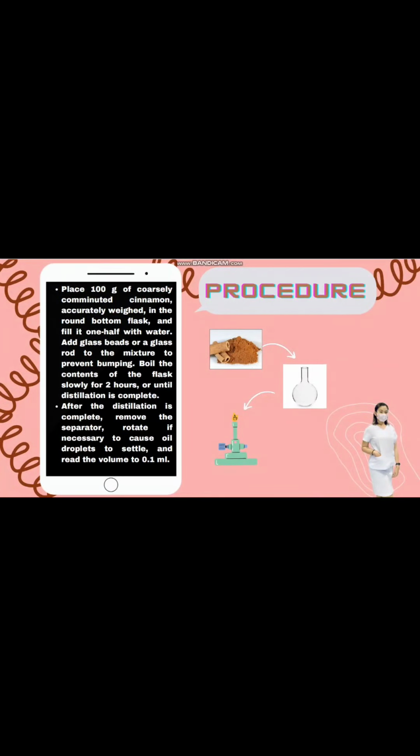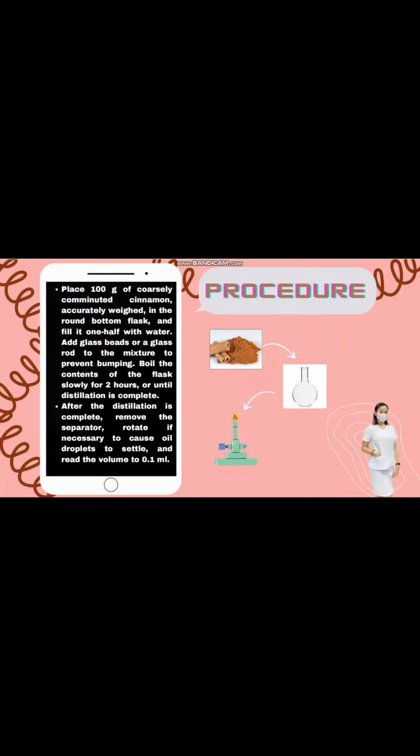Procedure: place 100 grams of coarsely comminuted cinnamon, accurately weighed, in the round bottom flask and fill it 1/2 with water. Add glass beads or a glass rod to the mixture to prevent bumping. Boil the contents of the flask slowly for 2 hours or until distillation is complete.